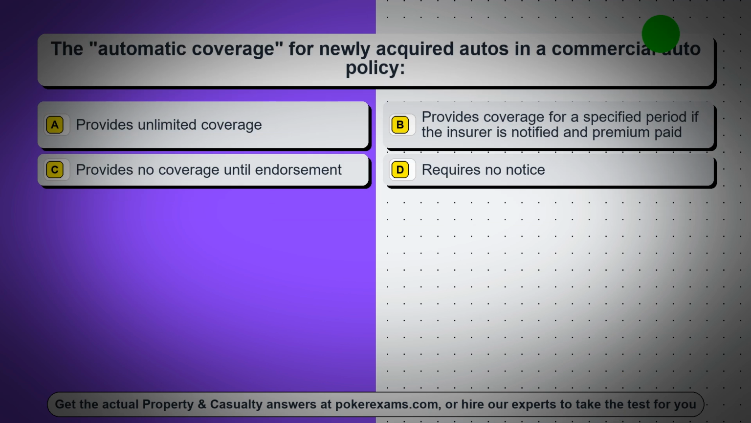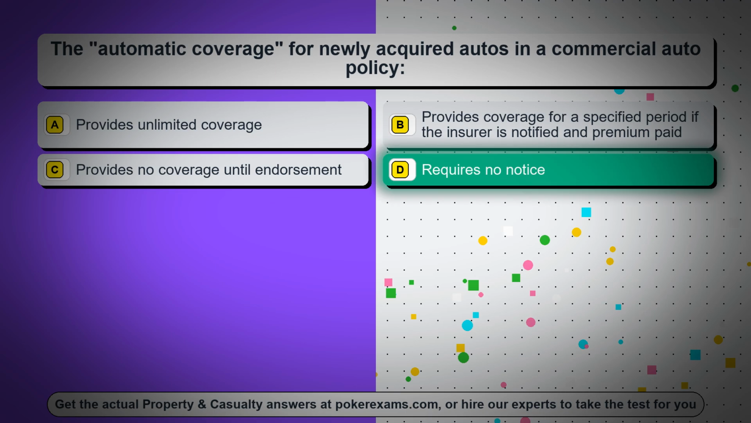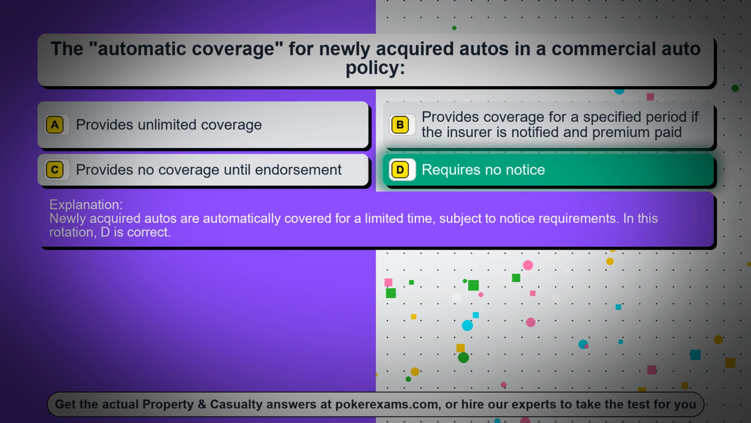Question 11. The automatic coverage for newly acquired autos in a commercial auto policy, Option A, provides unlimited coverage, Option B, provides coverage for a specified period if the insurer is notified and premium paid, Option C, provides no coverage until endorsement, Option D, requires no notice. The correct answer is Option D, requires no notice. Newly acquired autos are automatically covered for a limited time, subject to notice requirements. In this rotation, D is correct.